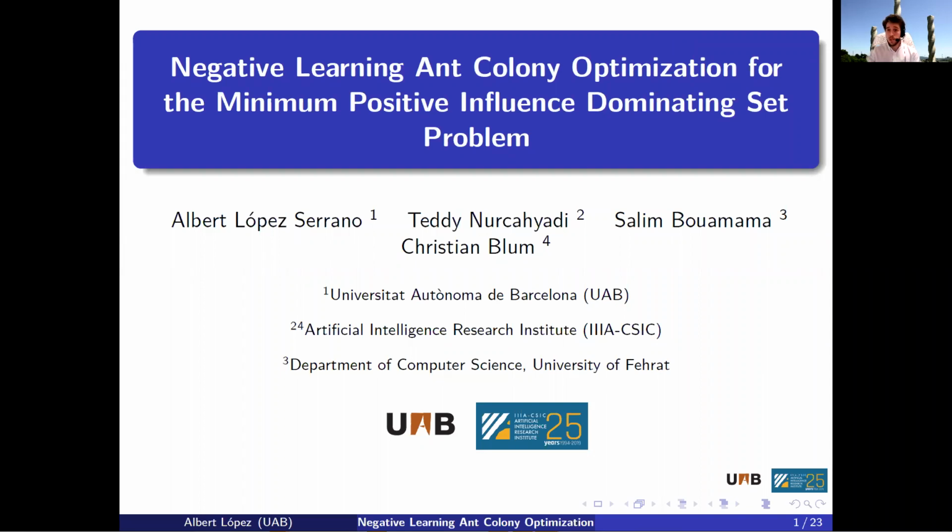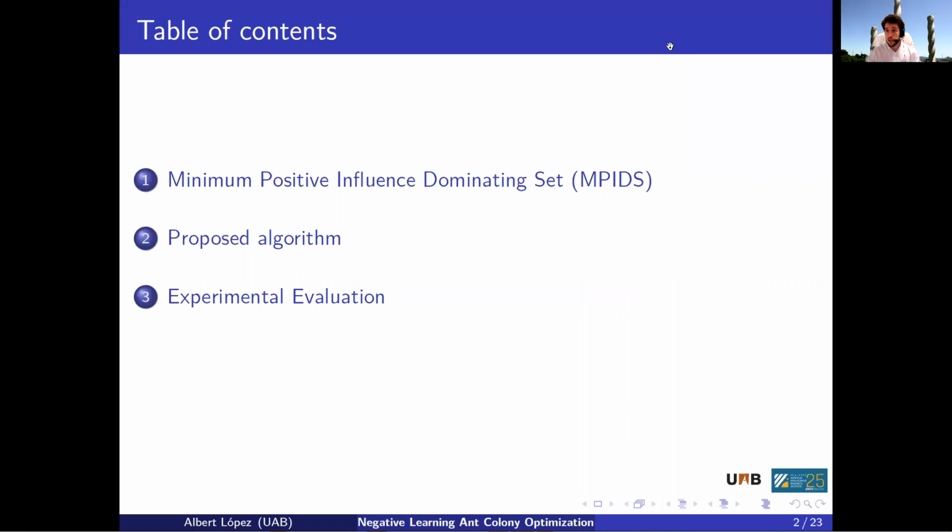It is a combinatorial optimization problem with interest in social sciences. First off, we will start talking about the problem itself and why it's interesting. Then we will move on to the proposed algorithm, and finally we will do some experimental evaluation on why our algorithm is the new state-of-the-art heuristic method for solving it.